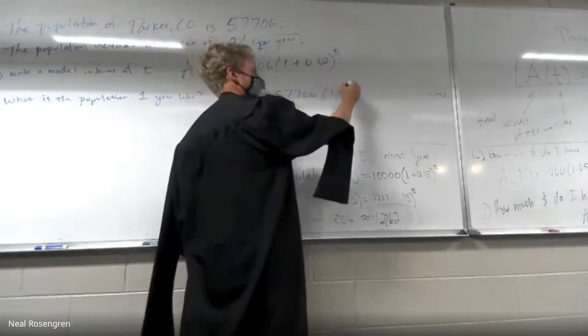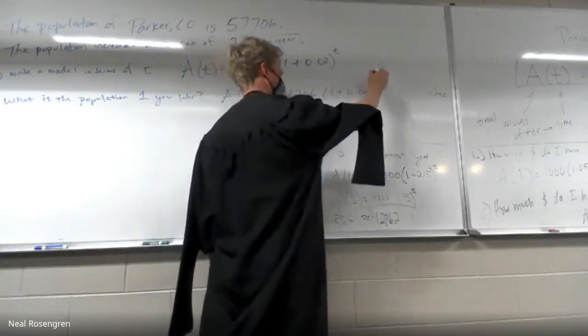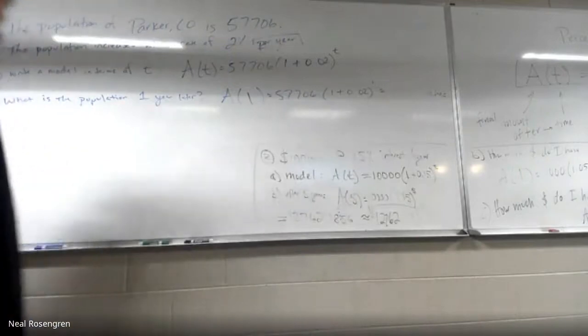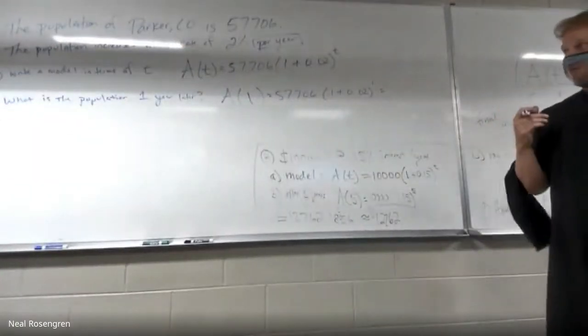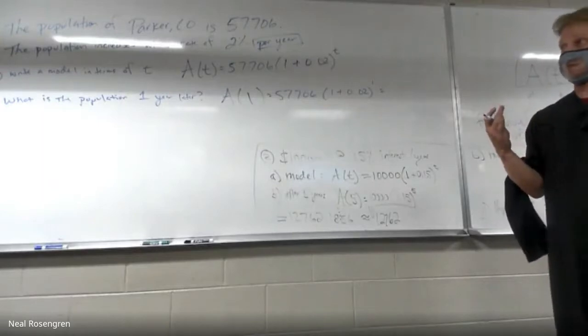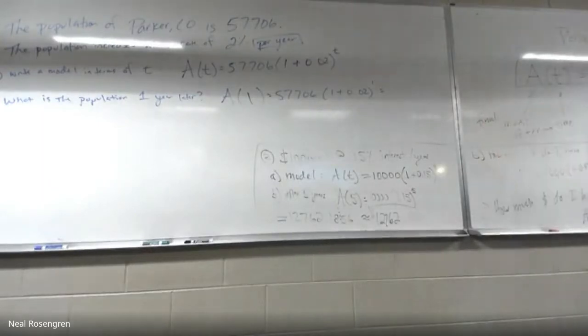So A of 1, 57,706, you can leave them separated, times 1 plus 0.02 to the first. Type that in. Somebody help me out. 57,706 times 1 plus 0.02 to the first. Of course, that exponent isn't going to change anything, so you can kind of leave it off. 2% of 57,000 should only really be like 1,000 people, a little over that. Press the button, tell me what you get.